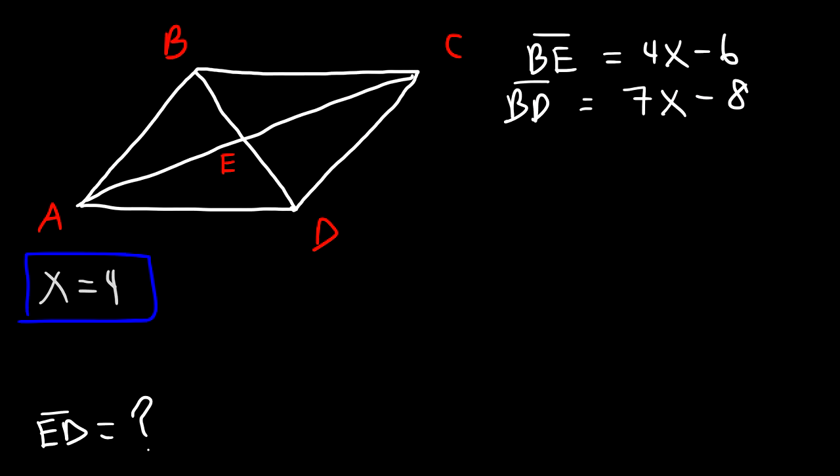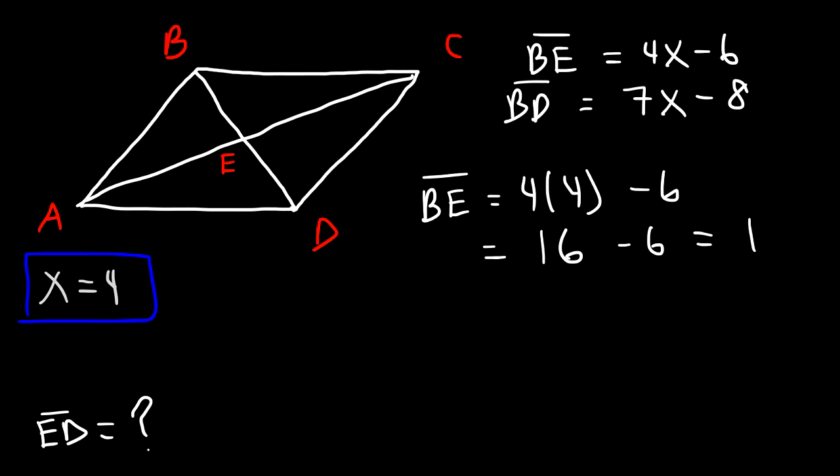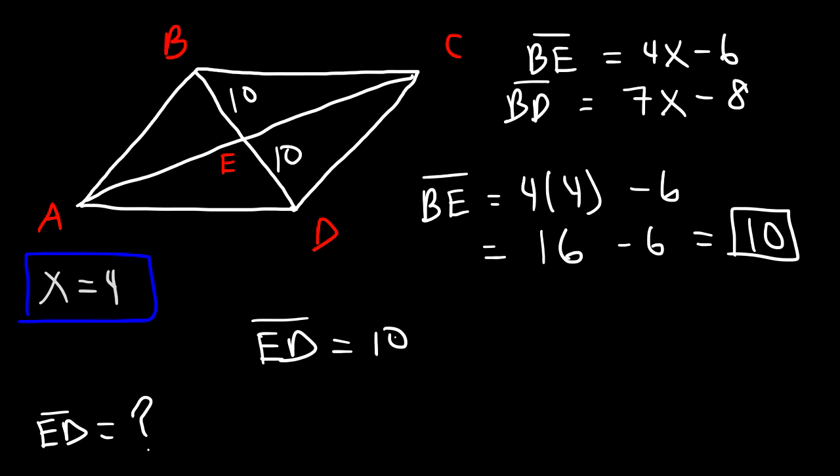So now we can calculate BE. So that's 4x minus 6, or 4 times 4 minus 6. 4 times 4 is 16, and 16 minus 6 is 10. So BE is 10, which means ED is also 10. And so that's the answer. ED is 10 units long.